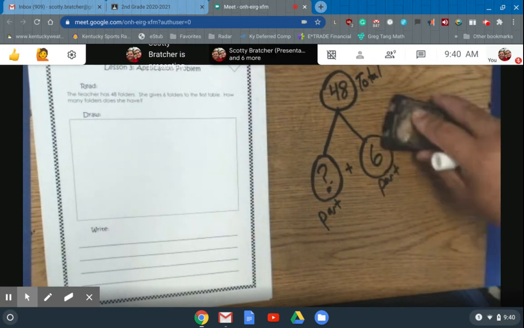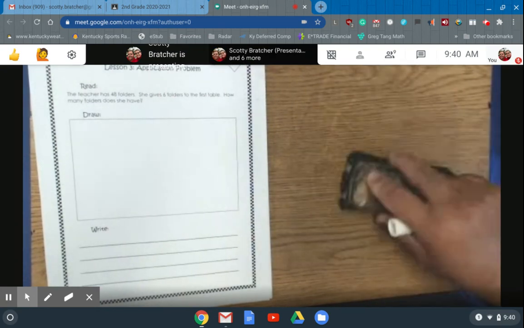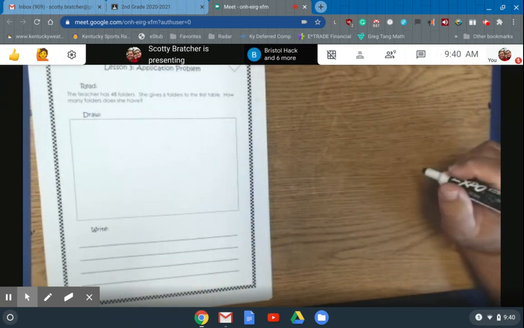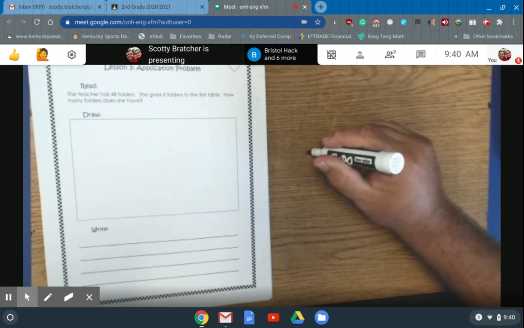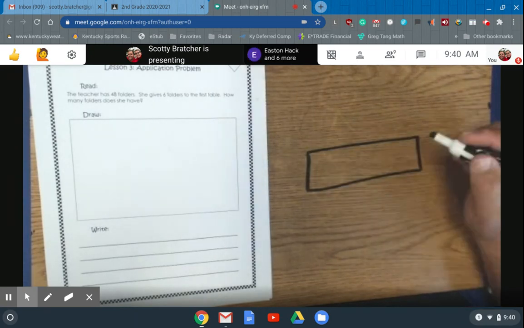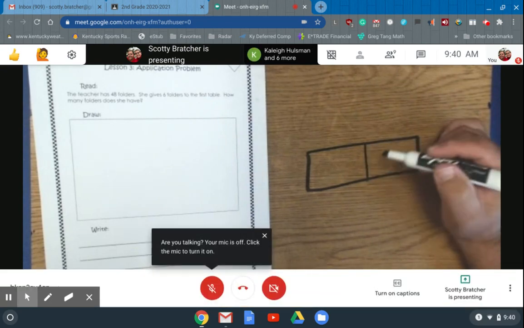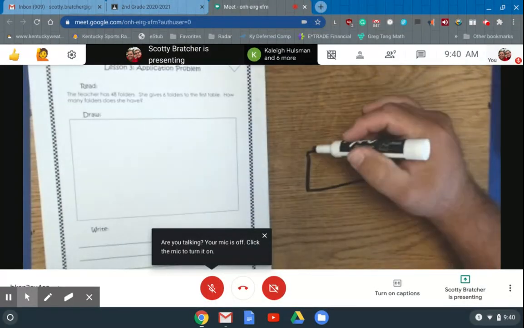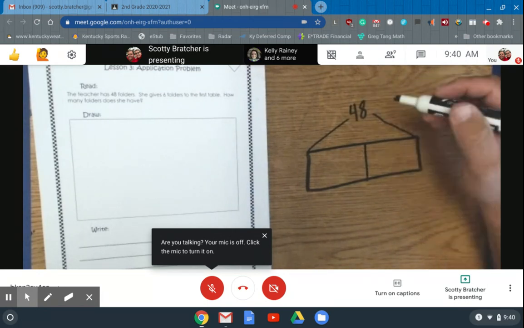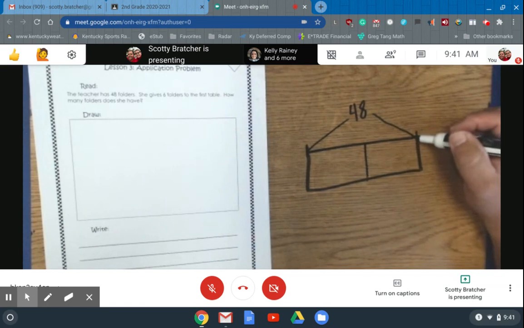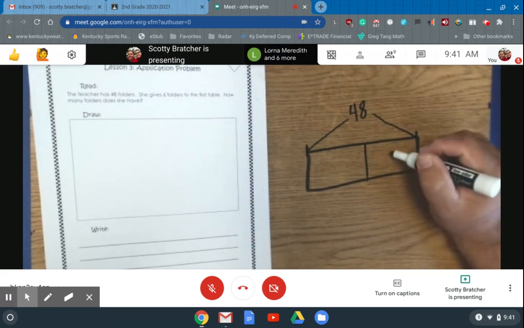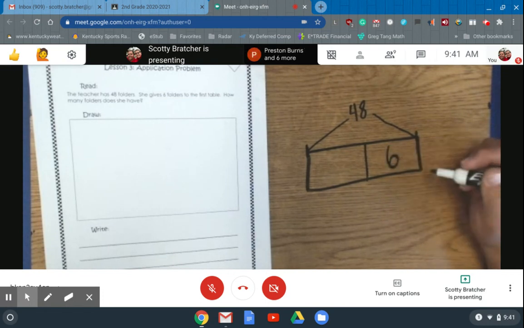So I'm going to erase that, and I'm going to draw it a little different. It's still going to be a number bond, but it looks a little different. I'm going to draw this. It kind of looks like a bar. I'm going to separate it right here, and I'm going to say that all together there's 48. So from the start of here to start of here is 48. And we broke off 6 folders.